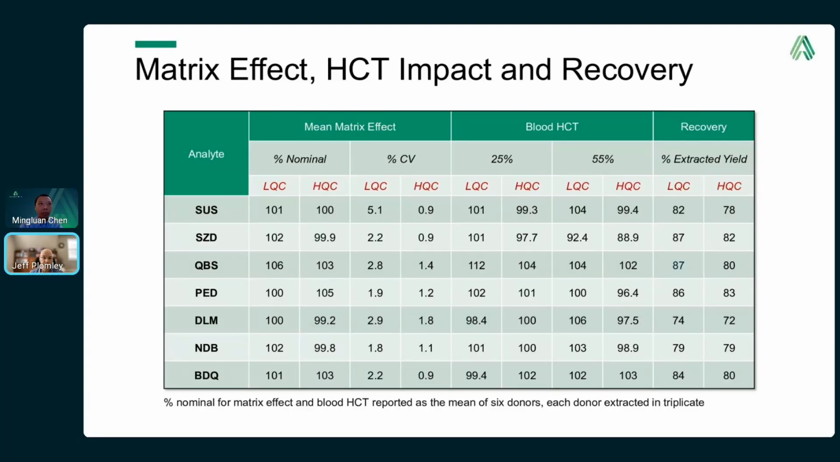And finally, the extraction yields are such that they readily support achieving the LOQ of 10 nanograms per mil using the SCIEX 6500 plus with an extract dilution factor sufficient enough to negate matrix effect. So we're pretty much over 70% recovery here.